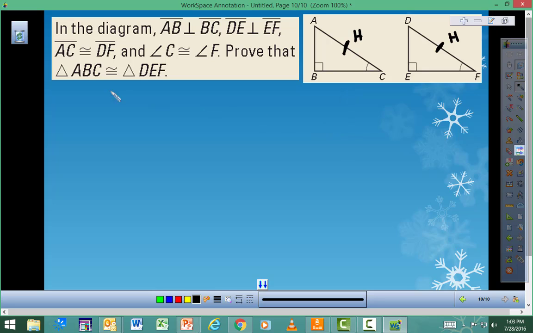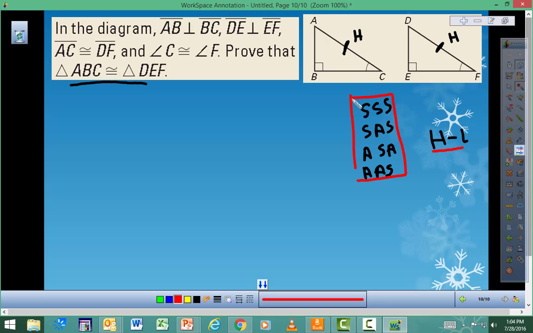If I'm trying to prove triangles are congruent, I can use several tools now. I could use side, side, side. You could use side, angle, side, which we learned yesterday. Or I could use angle, side, angle. Or I could use angle, angle, side. And also, if we have right triangles, we could use hypotenuse leg. On this particular problem we could use this one, but keep in mind we could also use any of these four.